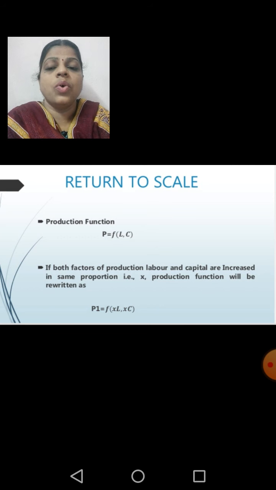So the output is determined by the two factors combined, land as well as labor and capital. So it is written as P1 equals f of XL and XC.